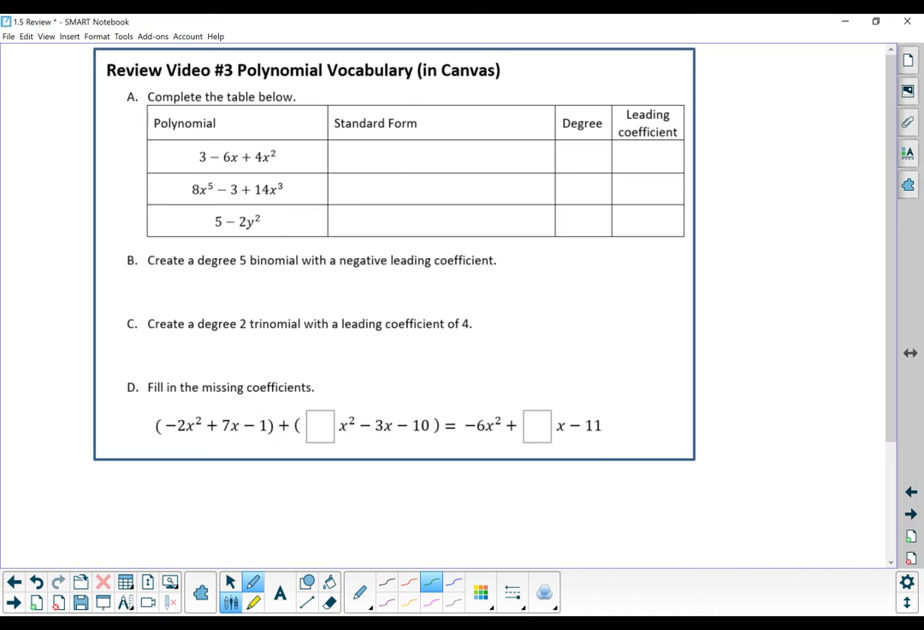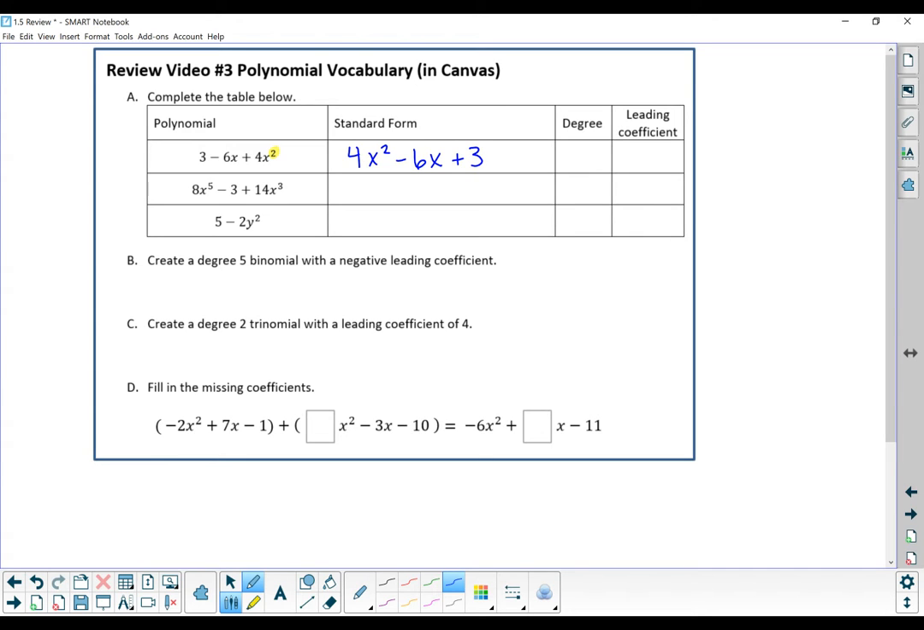The first row has the polynomial 3 minus 6x plus 4x squared. We want to put that in standard form. So remember, standard form means that we want to put those terms in order from the highest power to the lowest power. So it looks like this term needs to come first because it is the highest power term. So 4x squared is our leading term. And then we want to go down from there, minus 6x, and constants always come last.